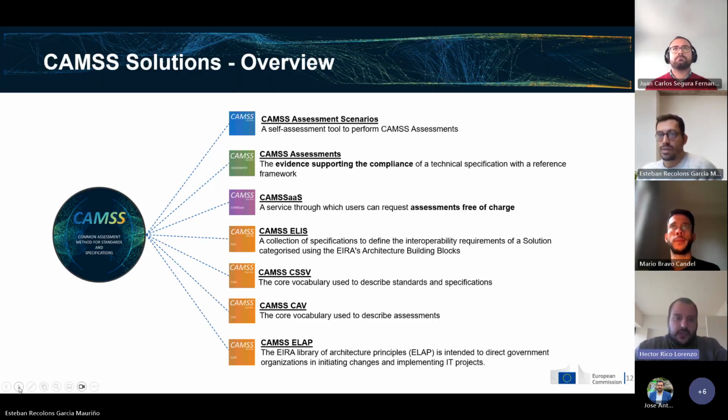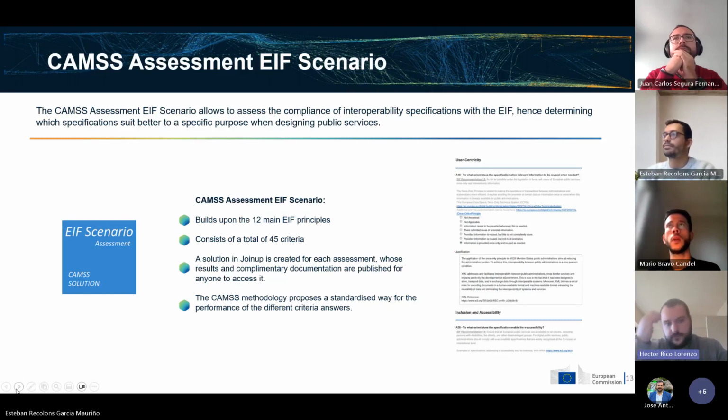We have also the ELIS, which is a collection of specifications associated with the EIRA architecture building blocks. And afterwards, we will see the core vocabulary, which are the core standard and specification vocabulary, used to describe and define specifications. Also, the core assessment vocabulary, which defines what an assessment is and its different components. And last, we will see the CAMSS LAB and the validator that we've been working on lately. This is a library with architecture principles that guides the implementation of interoperability solutions. So we can move forward, Esteban, to the first solution.